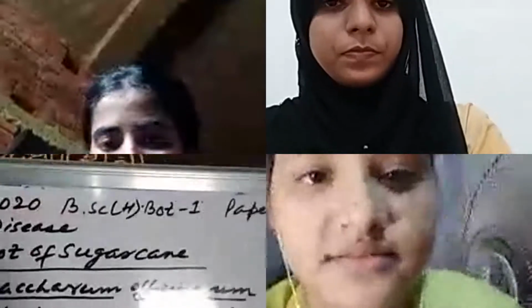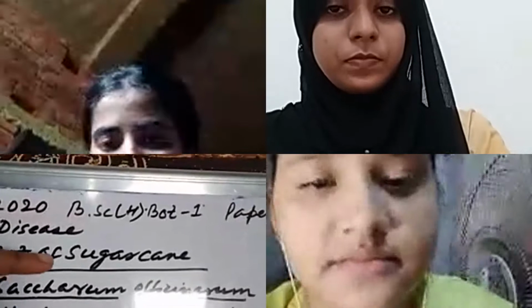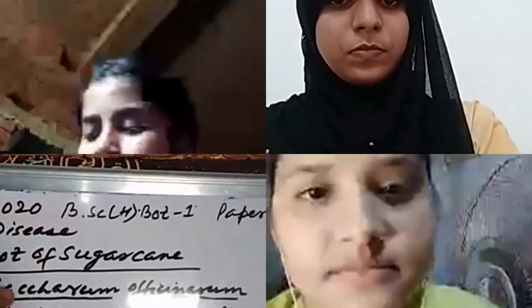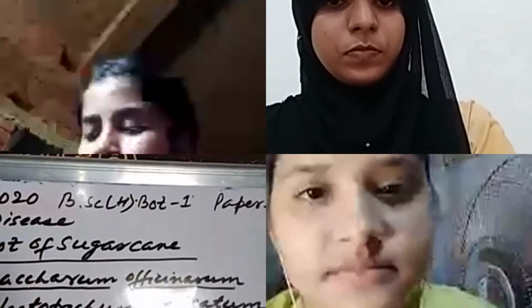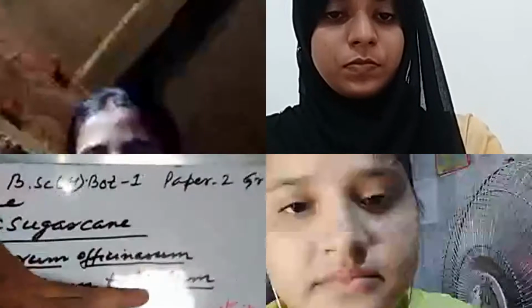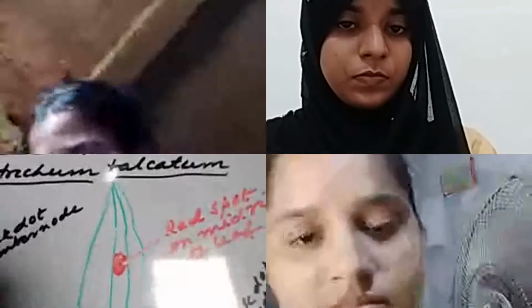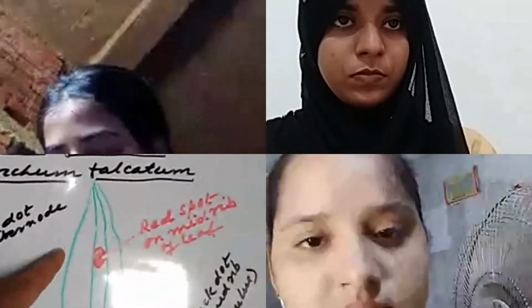At first, I have written here the host, which is Saccharum officinarum, and the causal organism is Colletotrichum falcatum. And now look at the symptoms. There are various diagrams sketched on the whiteboard, and the first diagram is the stem. At first, look at this leaf.